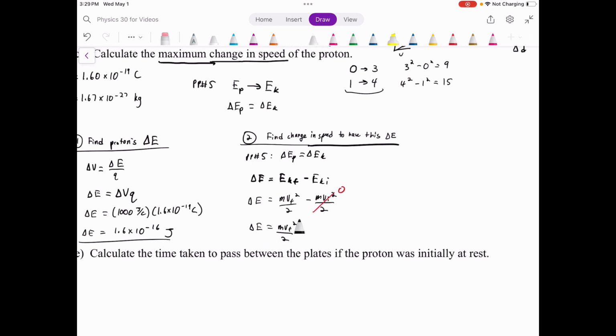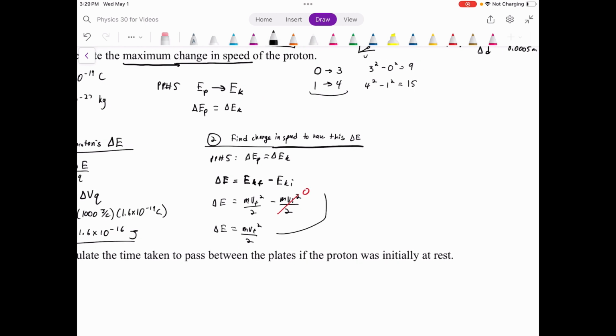So to find the final speed, now we can just rearrange this equation. We know the change in energy it goes through, and we know the mass of a proton. The only thing we don't have is that final speed. So let's solve for it. We'll multiply both sides by 2 and divide by the mass.